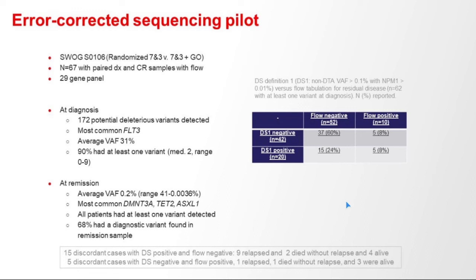And here's the head-to-head comparison: flow negative, flow positive, duplex sequencing negative, positive. The concordance rate, flow and next-generation sequencing both positive or both negative, is about 70%. You had 8% of patients who were sequencing negative and flow positive, and 25% that were flow negative and duplex sequencing positive. That's a pretty high number. Of the discordant cases with sequencing positive and flow negative, 9 of those patients relapsed, so over half of them. Of the 5 discordant cases, flow positive and sequencing negative, only 1 relapsed. So this is some preliminary data suggesting that these more sensitive duplex sequencing methods may be a little bit more robust.